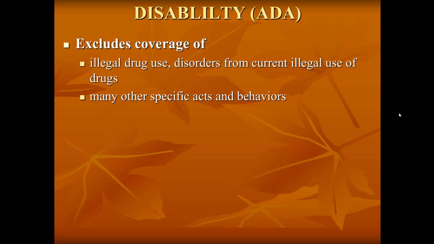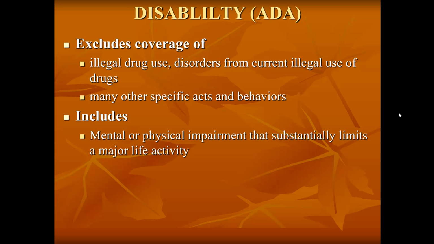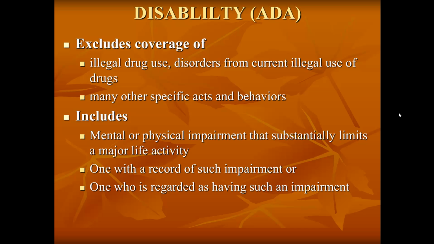Many other specific acts and behaviors are not included. I think the law specifically excludes things like homosexuality, pedophilia, transvestism. There's a whole list of things that are excluded from the Americans with Disabilities Act. In other words, the federal courts are saying that these things are not disabilities. It does include a mental or physical impairment that substantially limits a major life activity, one with a record of such impairment, or one who is regarded as having such an impairment.